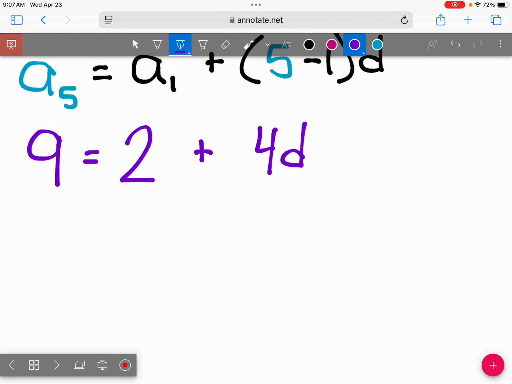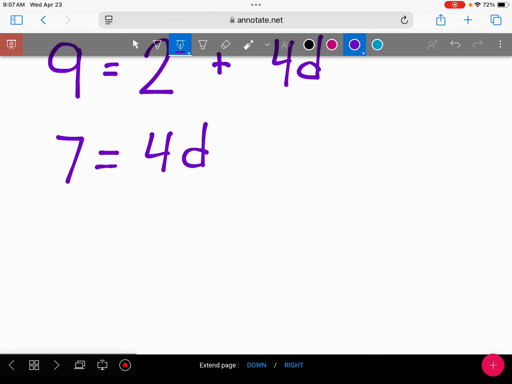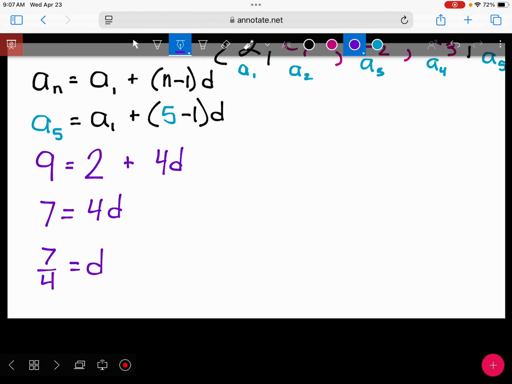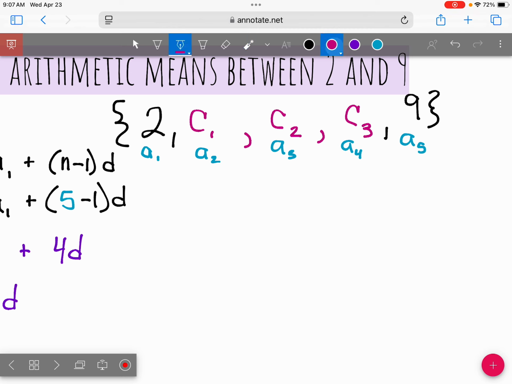What do we do to solve for that common difference? Subtract 2, so that gives us 7 equals 4 times d. So our common difference is 7/4 or 1.75. You can do it as a fraction or as a decimal. I genuinely do not care. But that lets us know how much space needs to be between each of these for that to be an arithmetic sequence. So we need to find each of these pieces as well.